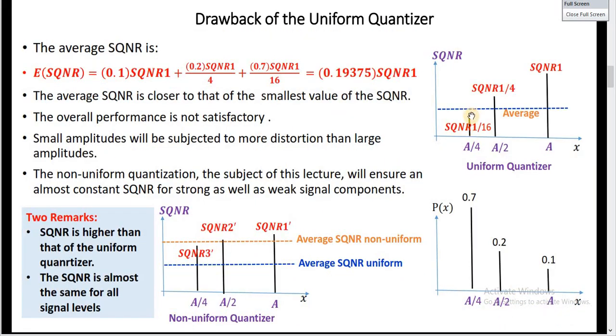This example actually demonstrates the idea. Small amplitudes have higher probability of occurrence. Small amplitudes have small signal to quantization noise ratio. High amplitudes occur with lower probability. High amplitudes have high signal to quantization noise ratio. The average value of the signal to quantization noise ratio is much smaller than the maximum value.